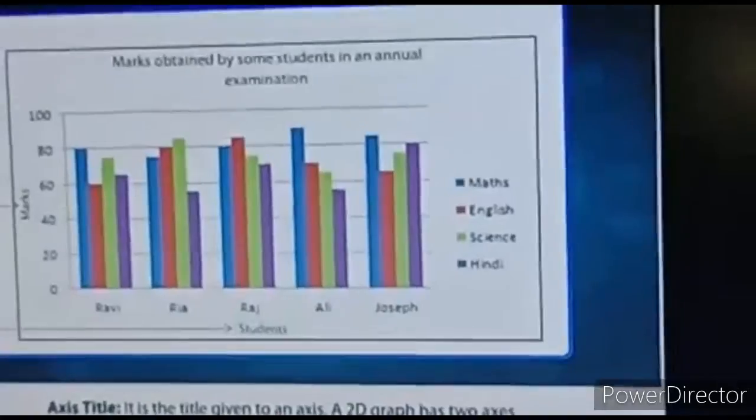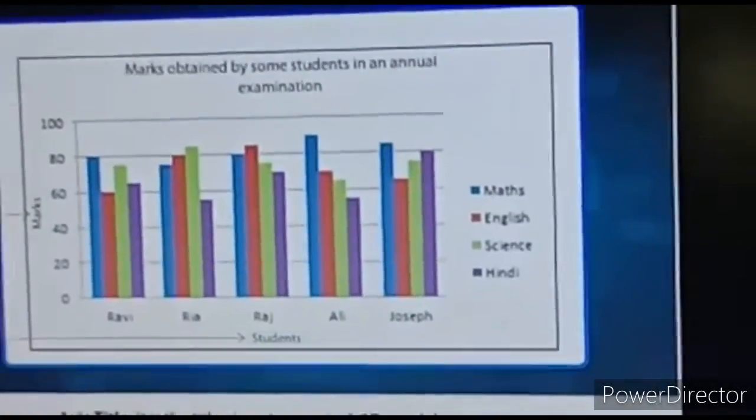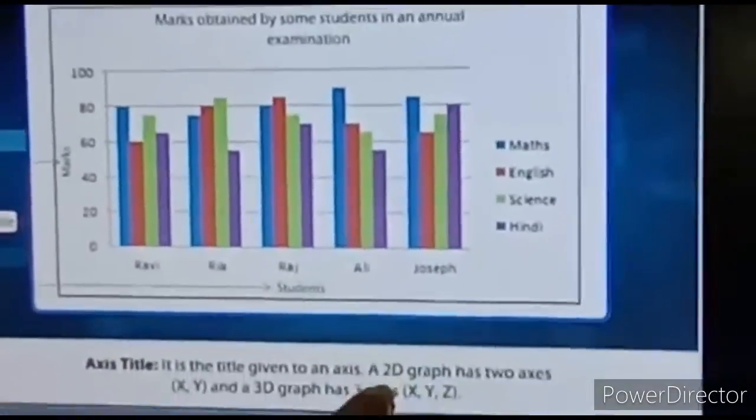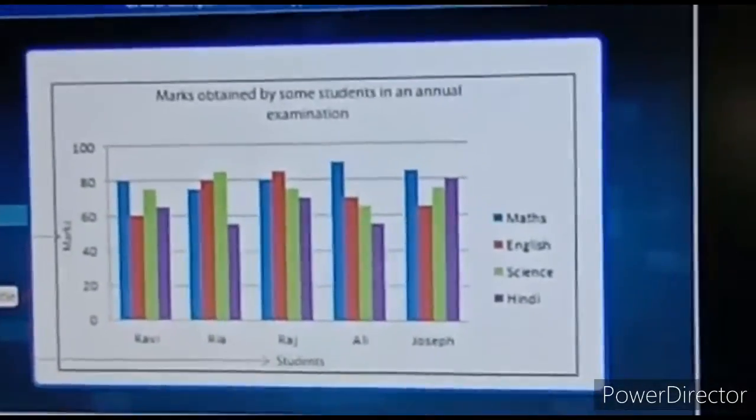Here we are taking a 2D graph, that is two dimensions, x and y dimensions. We can also plot 3D graphs. That means x, y as well as a z axis will be there.